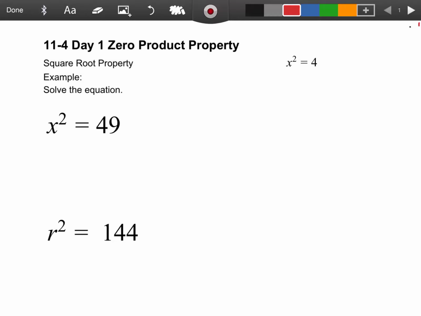With this video, we're going to go through 11.4, day 1, which is on the zero product property. And we're also going to go through the square root property first here. So what we're basically doing today is solving square root problems and zero product property problems. Over here at the right is what we'll call the square root property. It's pretty straightforward, but there's just a little bit to it that you want to make sure you know when you're solving these equations.